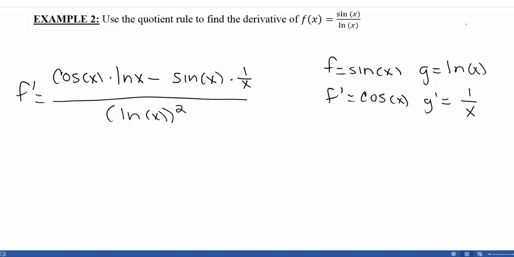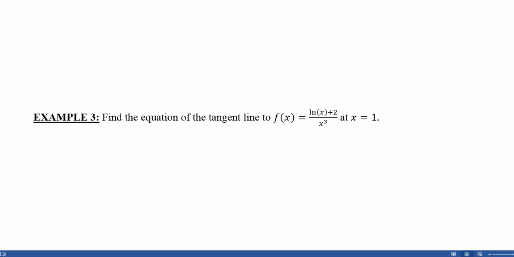Let's try another. Example 3. Find the equation of the tangent line to f of x equals the natural log of x plus 2 over x cubed at x equals 1. So for the equation of a tangent line, I need f of 1 and f prime of 1 to be able to find my equation.